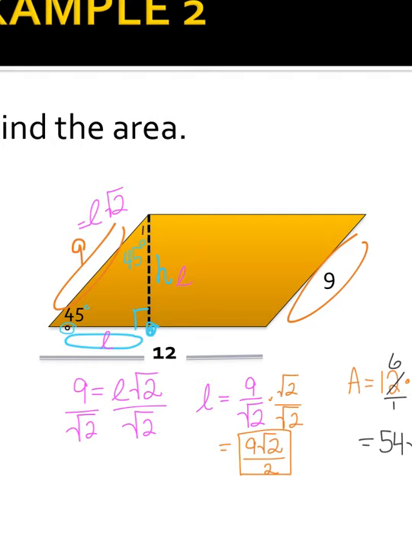I could have, by the way, used this and done the Pythagorean theorem. It would have been h squared plus h squared, because the legs are congruent, equals 9 squared. So you get 2h squared equals 81, and then simplify that for h. You would get the same exact answer if you did it that way.